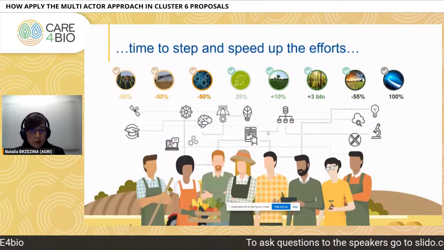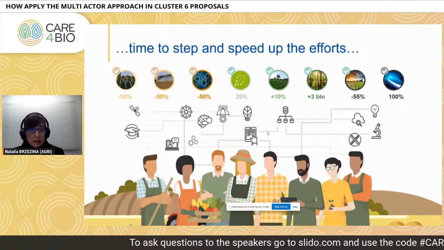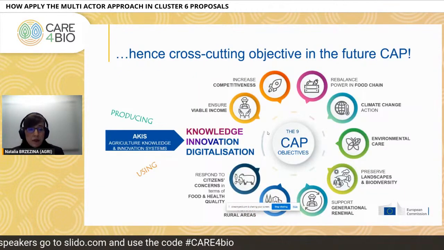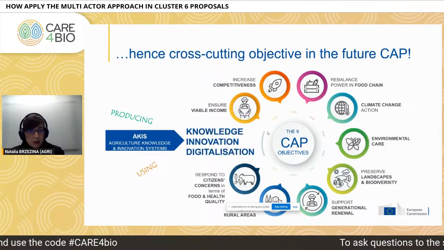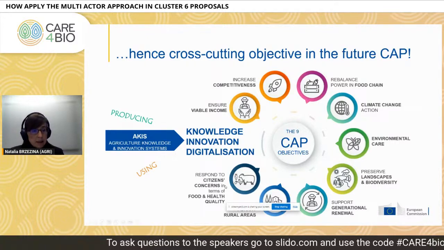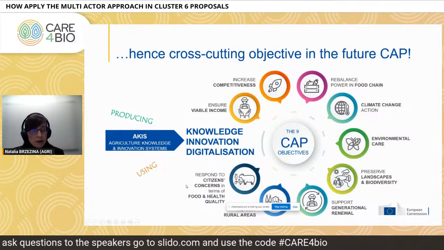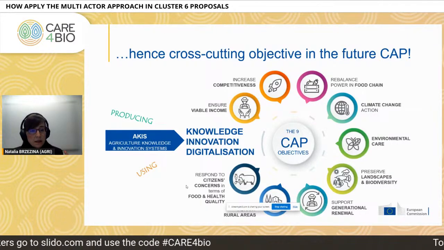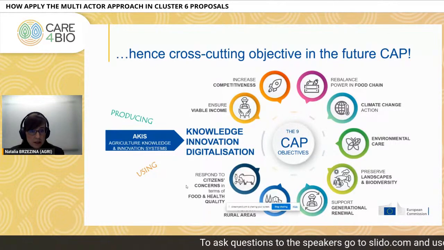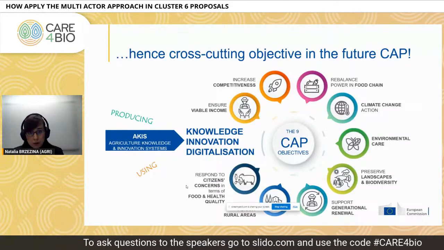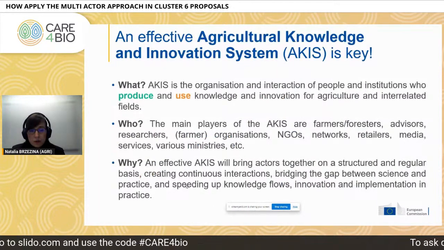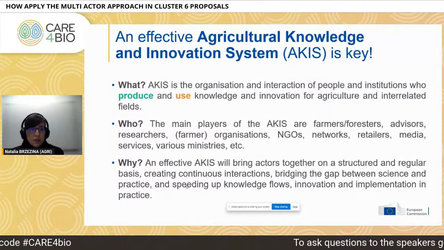In line with all the EU strategies and policy priorities, it is really time now to step up and speed up the efforts when it comes to research and innovation. Therefore, knowledge exchange, innovation, and digitalization are the cross-cutting objective of the Common Agricultural Policy. And it is implemented by strengthening the agricultural knowledge and innovation systems that on one side have to produce new knowledge and innovations, but on the other side, these innovations and this new knowledge produced has to be used. So what is actually an effective agricultural knowledge and innovation system? A definition is here on the slide.